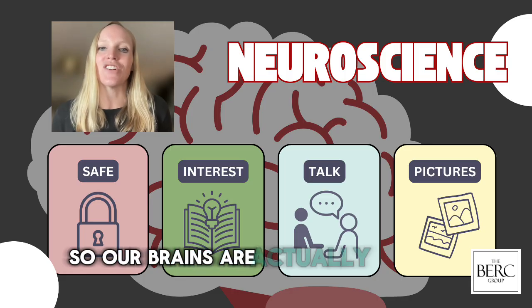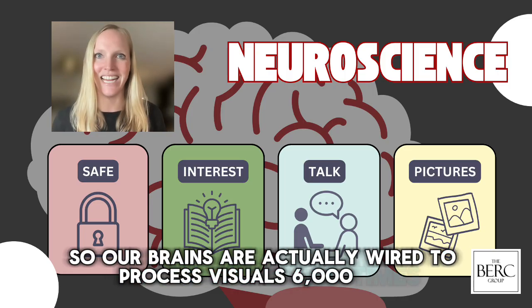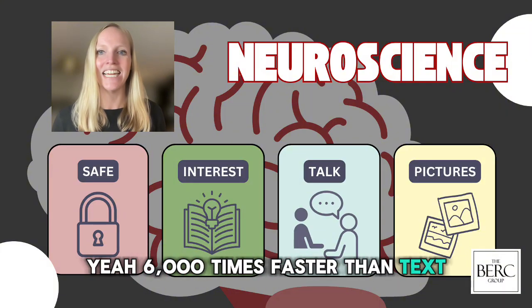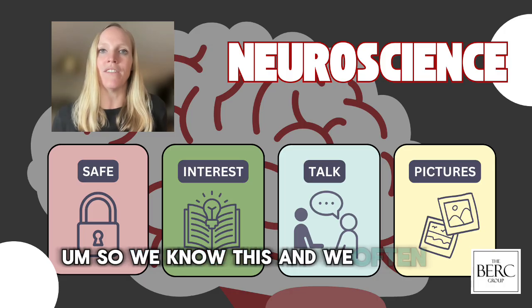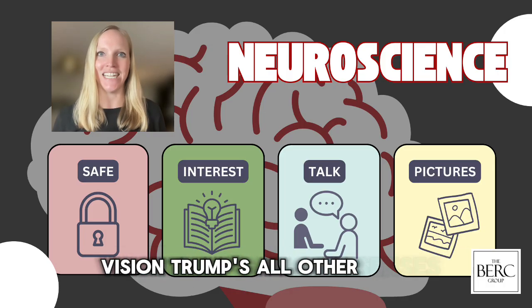Our brains are actually wired to process visuals 6,000 times faster than text. We know this, and we often say here at the BERC Group, vision trumps all other senses.